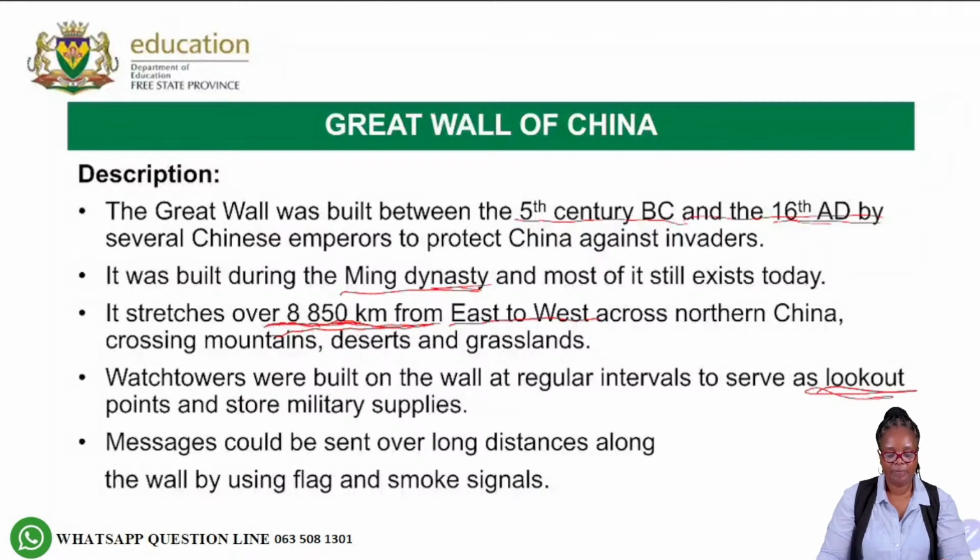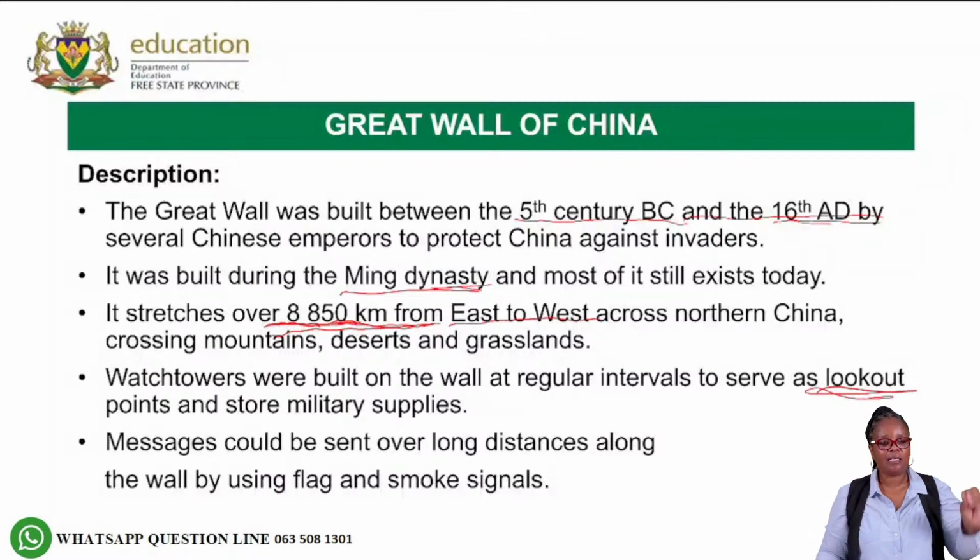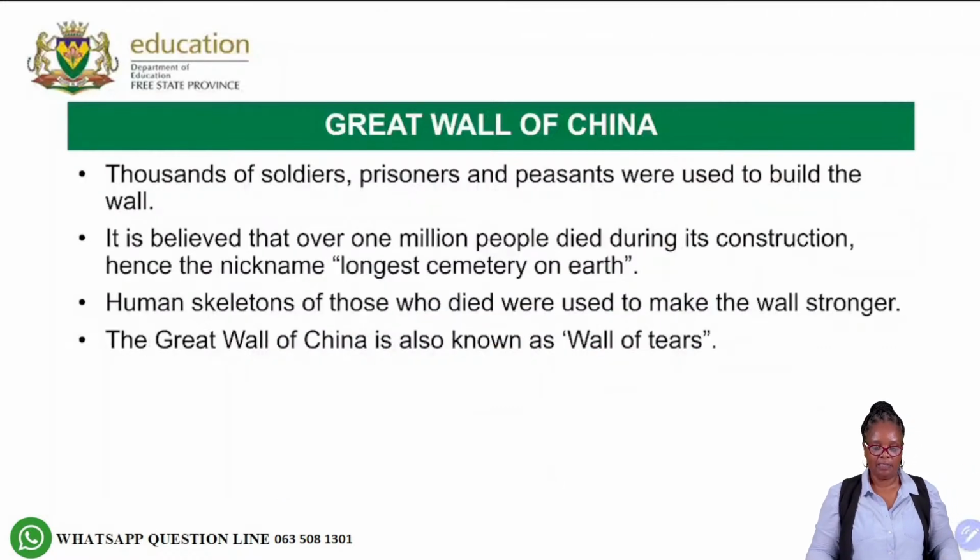And this wall, they could send messages from this wall over a long distance. What were they using? They would use the flag. You'll see the flag up and you'll know that there is a message about this and this and this. And again, they'll use smoke signals. Chinese people know that when they see the smoke on the Great Wall of China, it's a message for this and this and this. Let's look at other descriptions.